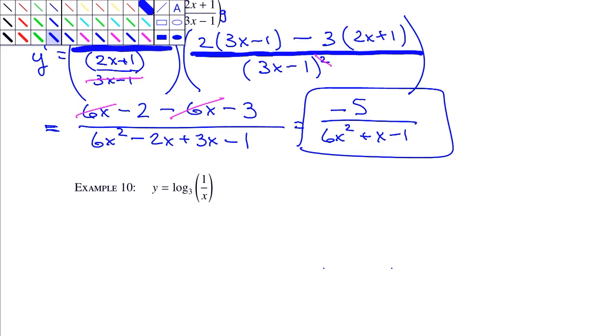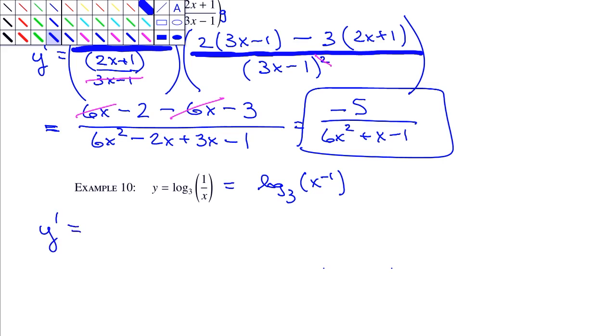All right, let's look at example 10. Example 10 is find the derivative of log base 3 of 1 over x. You could use the quotient rule on the inside part if you wanted to. Or you could rewrite this as log base 3 of x to the negative 1 power, because it's just 1 over x, that's x to the negative 1. I'll do that, and I'll take the derivative.